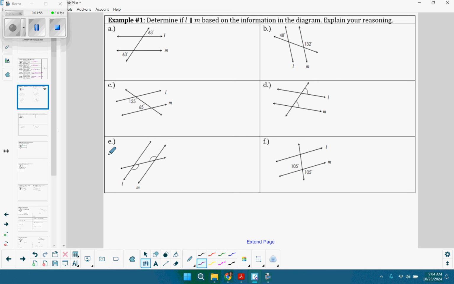So for our first examples, we're going to determine if the lines are parallel based on the information in the diagram, and we'll explain our reasoning. So just like before, our first step is to identify what kind of angles are these based on their position. And now we're going to have an additional step. Do they fit the criteria for those angles for the lines to be parallel? So in our first picture, we see these two angles here, which are alternate exterior angles. In order for lines to be parallel, the alternate exterior angles have to be congruent. And if I look at these two numbers, they are. So this is yes, and it's the alternate exterior angle converse.